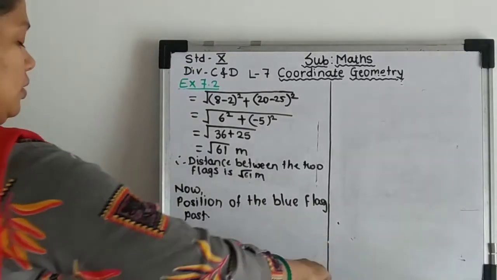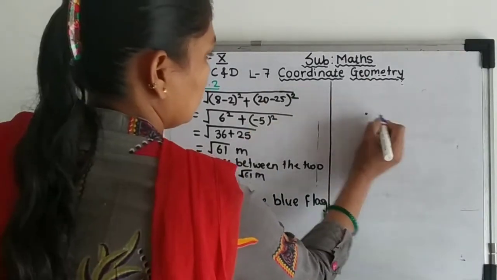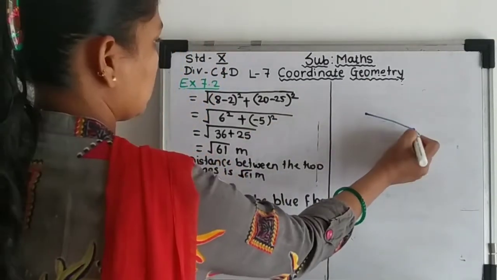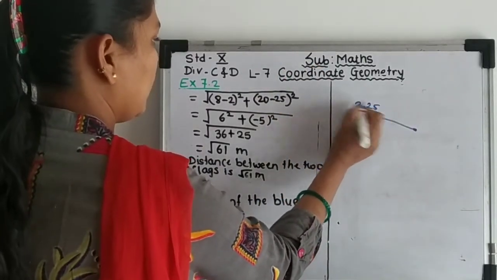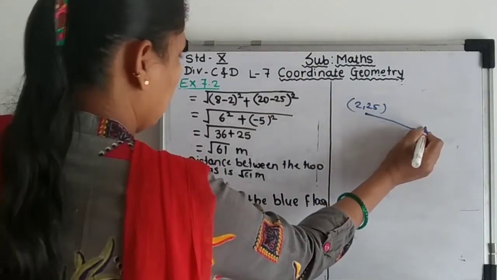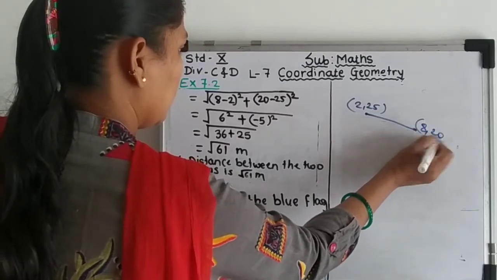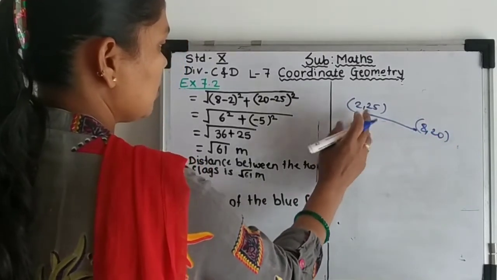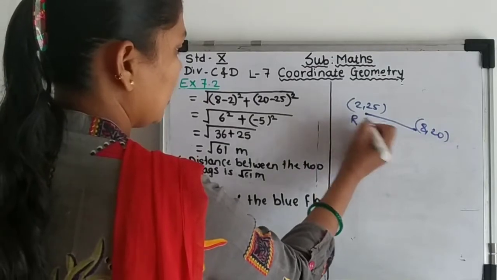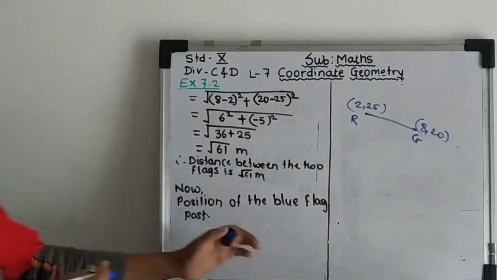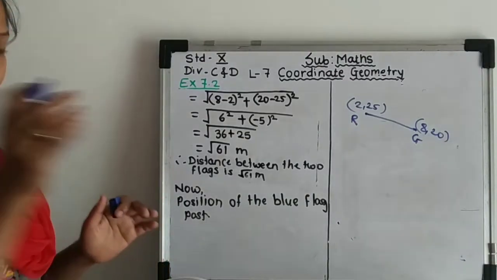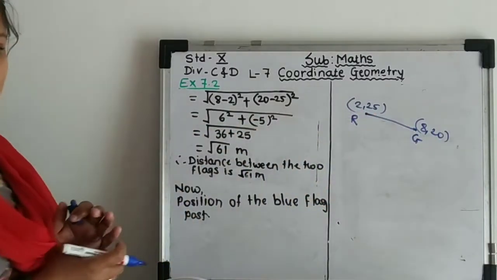See, it is like this, right? One was 2, 25 and another is 8, 20, right? Suppose this is the red one and this is the green flag. Now she is going to place it exactly in the middle of these 2 points. Middle.